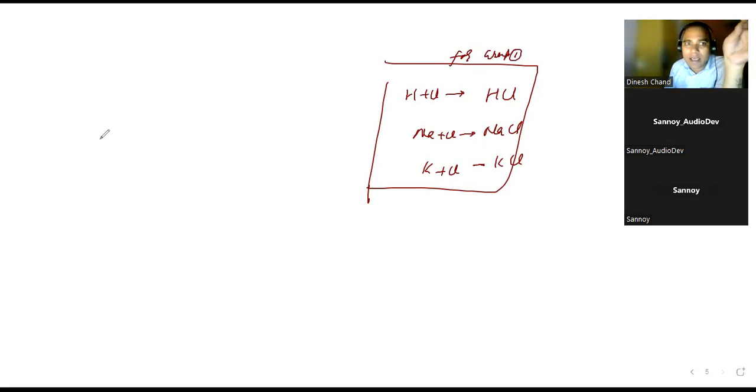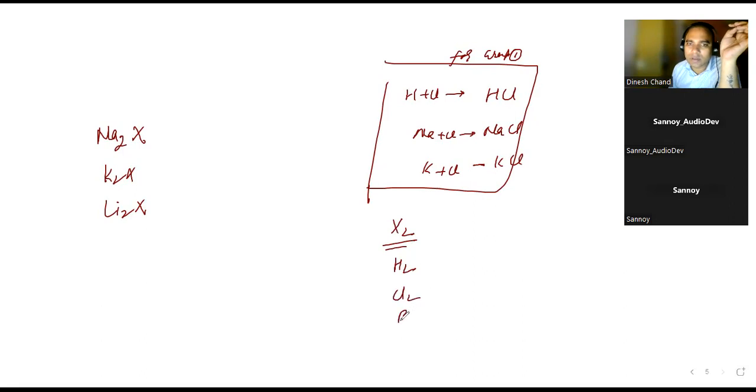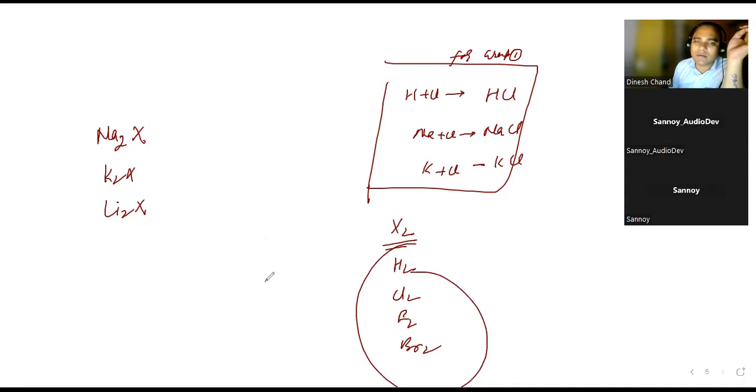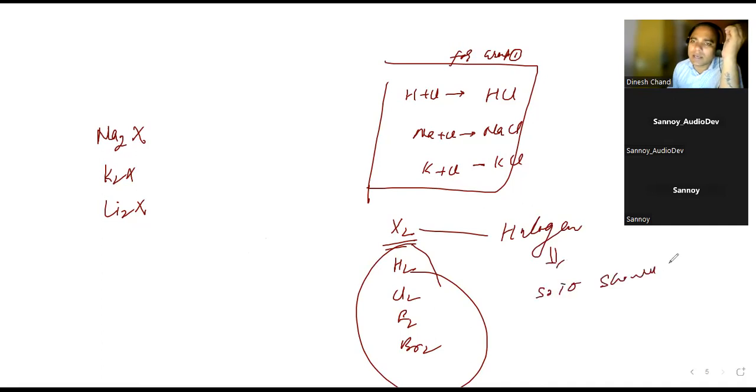Second, see, Na2 does not exist. K2 does not exist. Li2 does not exist. But in the case of halogens, X2 exists: H2, Cl2, F2, Br2. So where can you explain it? Where should you keep it? Some properties are similar to halogens. So which group should it be kept in?